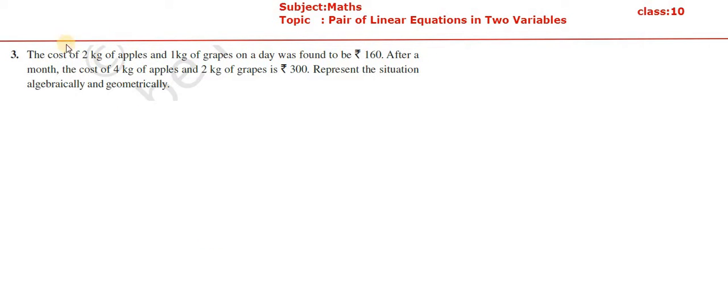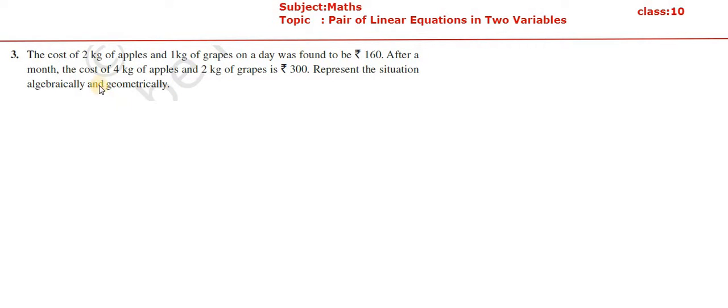The cost of 2 kgs of apple and 1 kg of grape on a day was found to be rupees 60. After a month, the cost of 4 kgs of apple and 2 kgs of grapes is rupees 300. So represent this situation algebraically and geometrically. Geometrically is nothing but graphically you can represent.